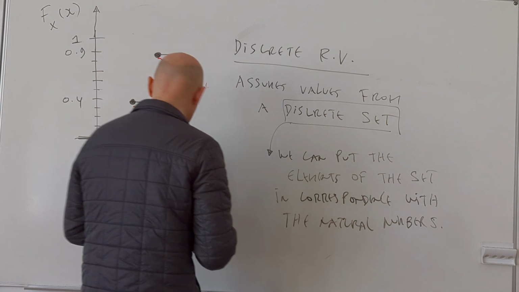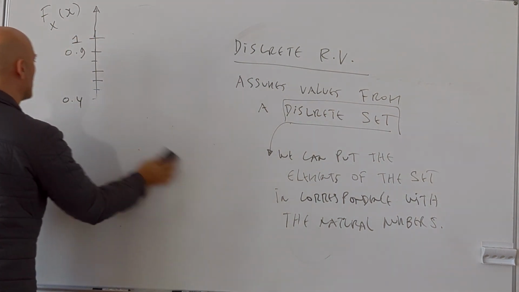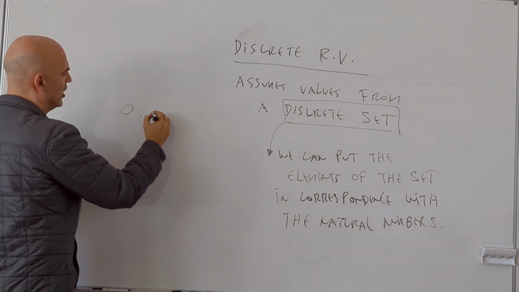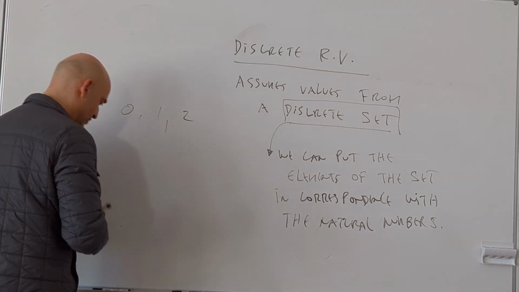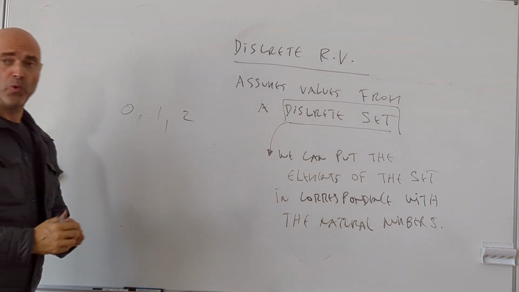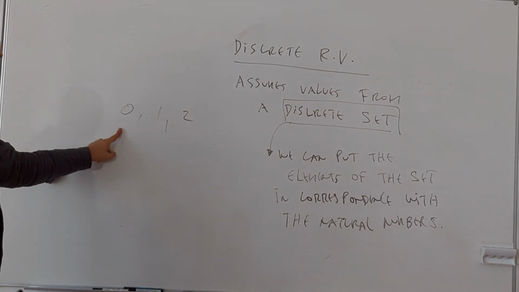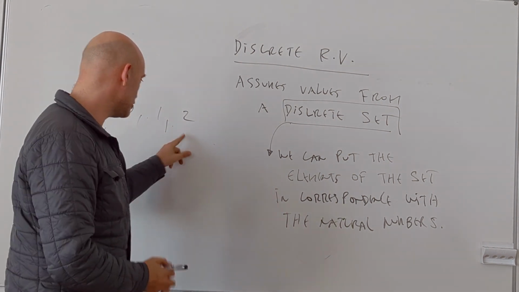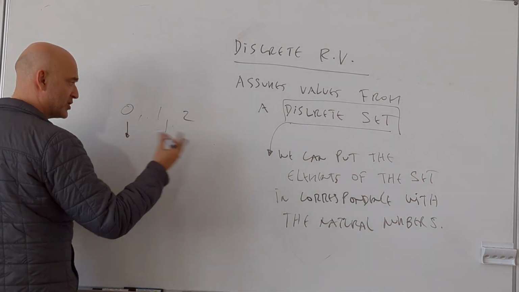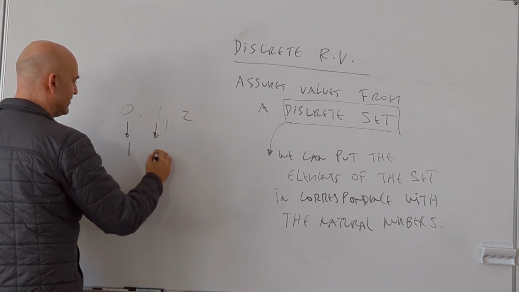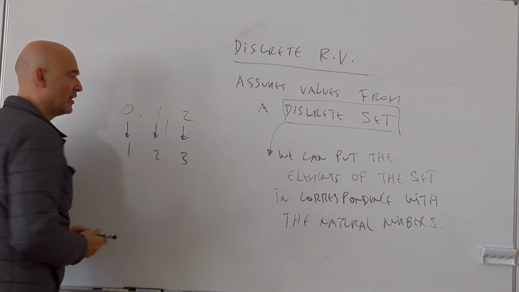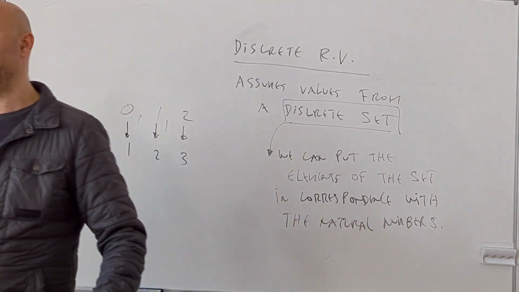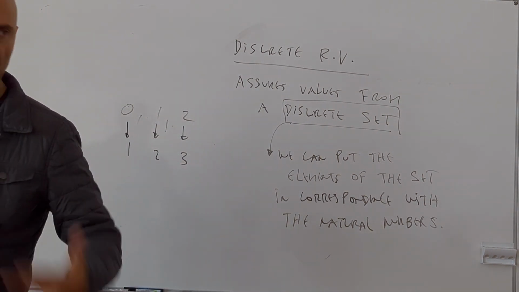And this is very easy to understand. For example, in our first example, the possible values are 0, 1, and 2. And we can say, what is the first value? 0. What is the second? 1. What is the third value? 2. So we can put this in correspondence with natural numbers. We can also do the same with the example of the dice, when we roll the dice.